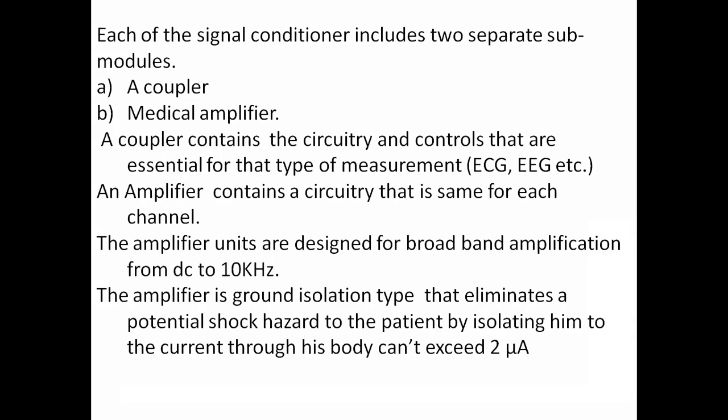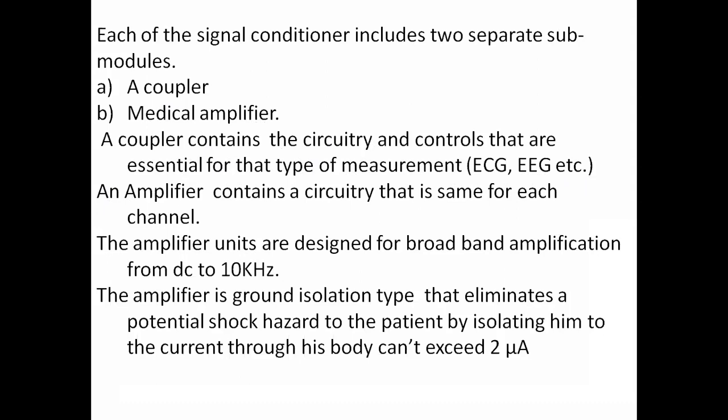So the coupler is a submodule. In that submodule we have circuitry and control arrangements. It may be a switch. So like that we can have some essential elements in the coupler for the measurement of ECG, EEG, etc. And after that we have an amplifier. You already know that the purpose of the amplifier is to amplify the given input signal.